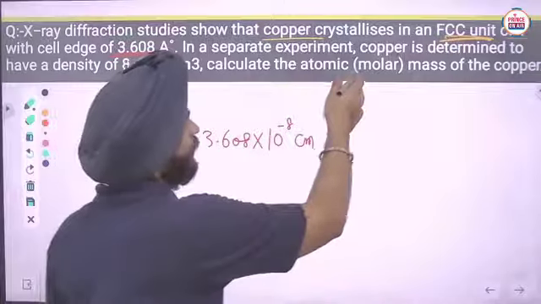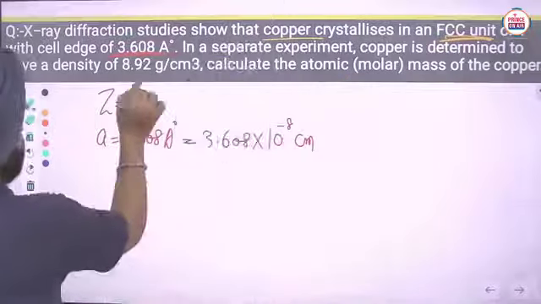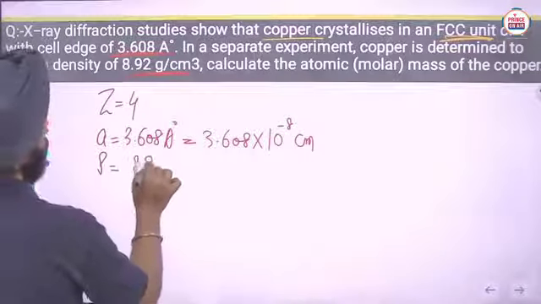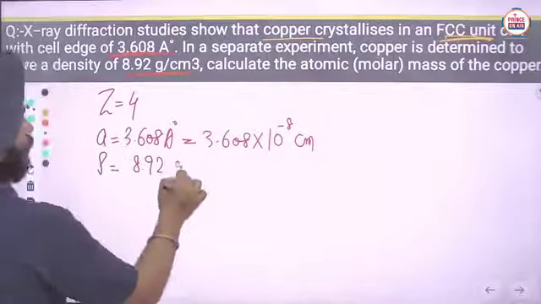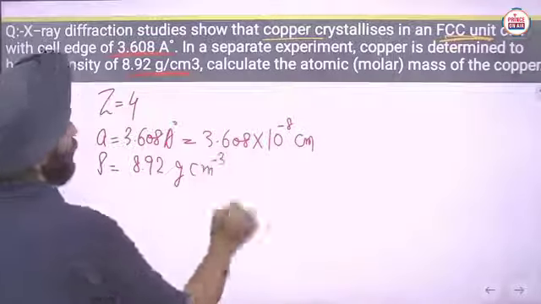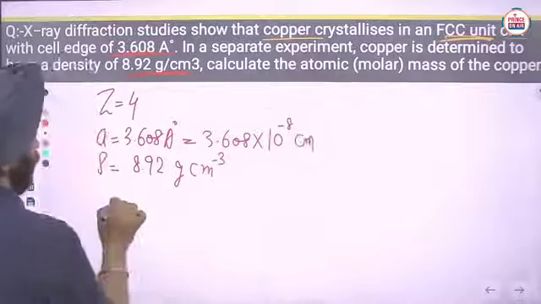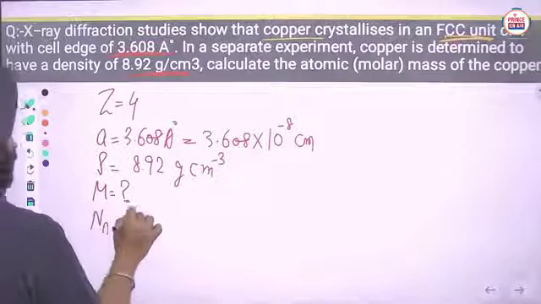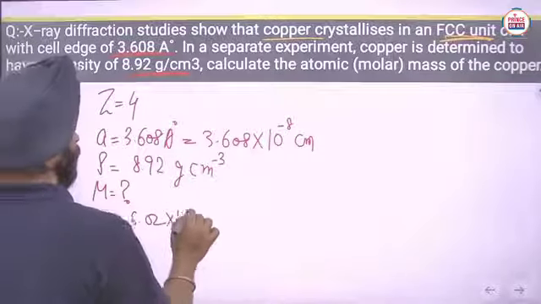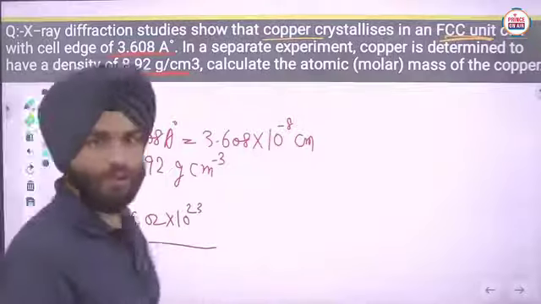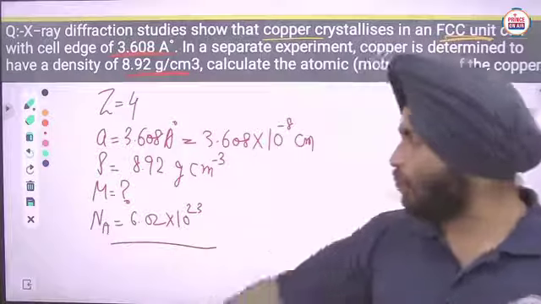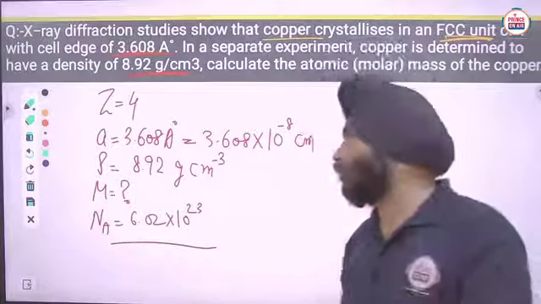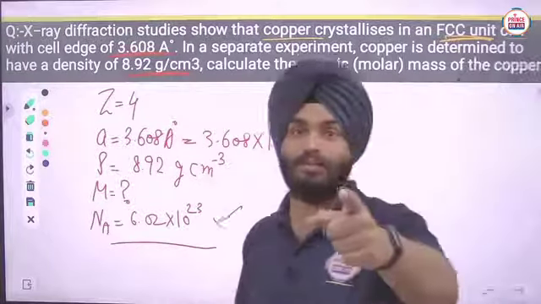In a separate experiment, copper is determined to have a density. The density they have given to you is 8.92 gram per cubic centimeter. Then calculate the atomic mass or molar mass, that is, M you have to calculate. Na value is 6.02 into 10 raised to the power 23. Actually in the numericals it will be given to you. If it's not given, you have to take this value, and sometimes they can ask you the value of Na, so in that case you can't assume that value.